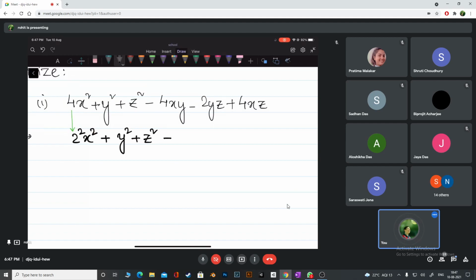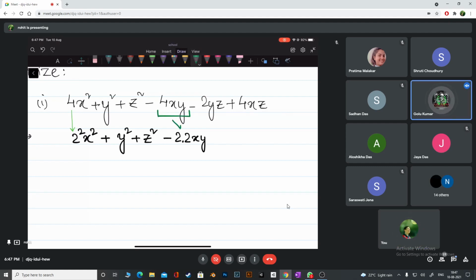In place of minus 4, check what I am doing. I am writing minus 2 into 2x into y. Can I write like this? Sir, I didn't understand. Okay, I will go slow.